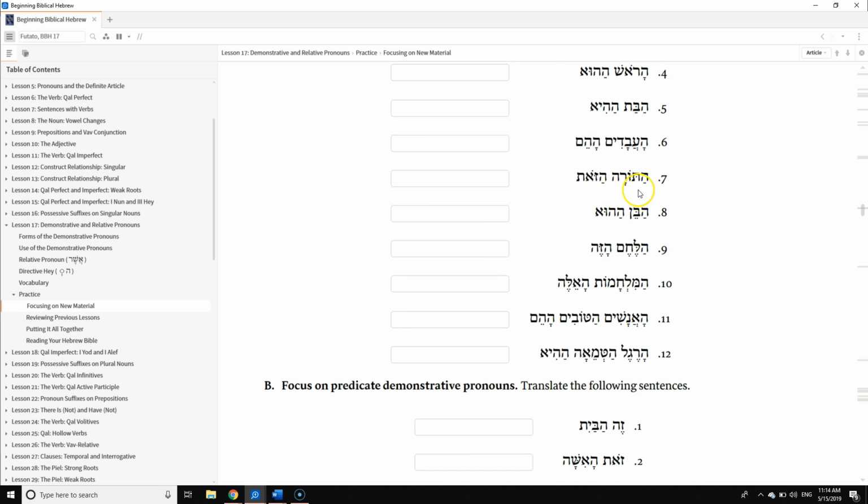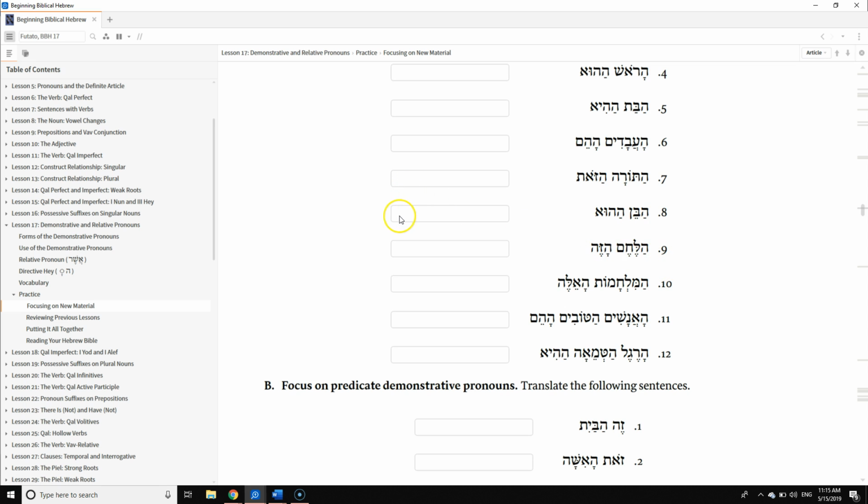Number 7, ha-Torah, hazot. Both of these are singular feminine, and so we've got the instruction or the law, this one. And so we would just translate this as this law or this instruction. Number 8, habain, hahu. Habain is going to be the son. Hahu is going to be that one. Both of these are masculine, so this would be that son.